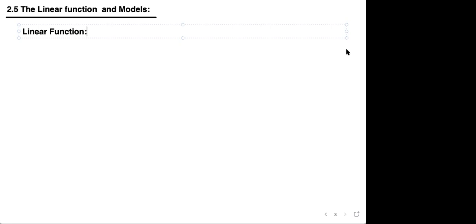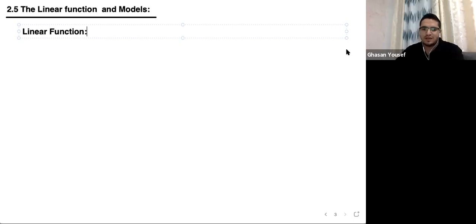What else do you know about linear functions? How does the function look? How can I define it here?